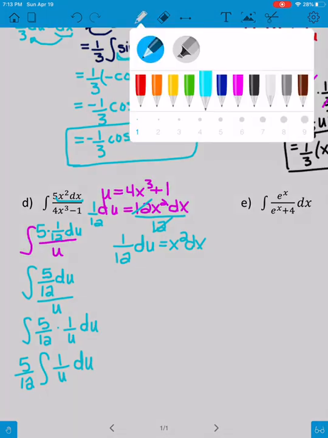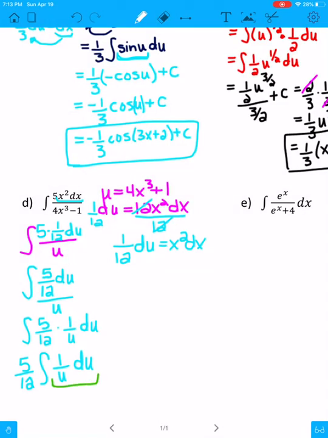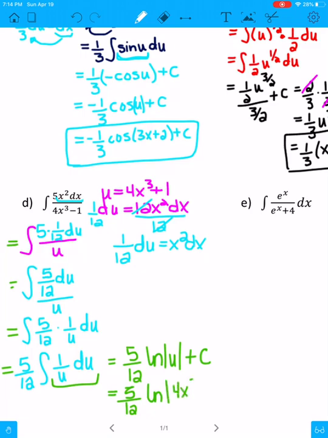Now, what's the derivative of 1 over u, or 1 over x, or the antiderivative of 1 over u, or 1 over x? Remember, it's ln. So I'm going to get 5 over 12. The antiderivative of 1 over u is ln absolute value of u plus c. And the du goes away and it gets replaced with a plus c. And then I have to replace my u, so I get 5 over 12 ln absolute value of 4x cubed plus 1 plus c.